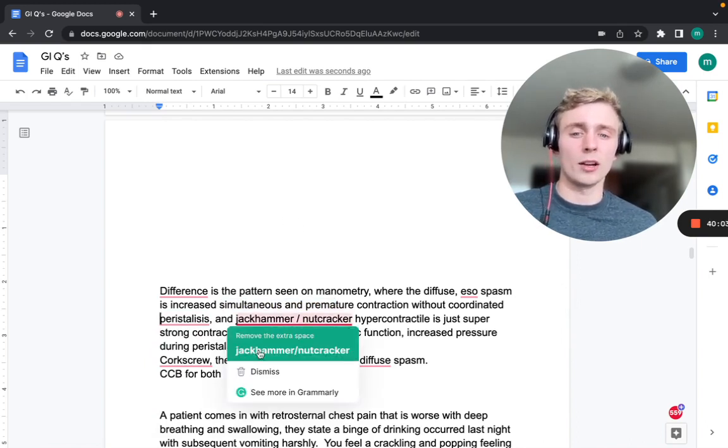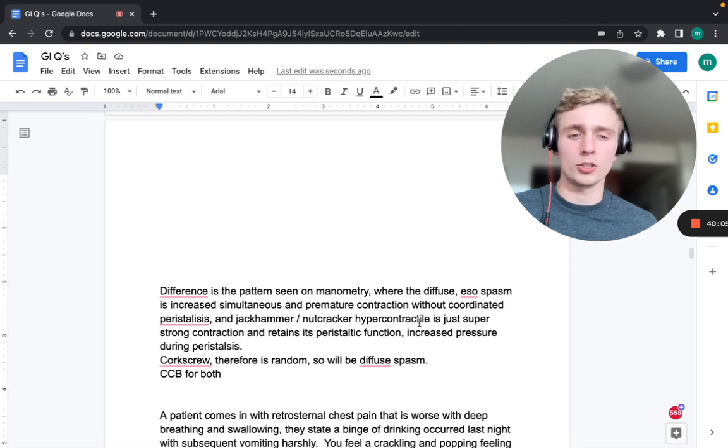Jackhammer or nutcracker esophagus is going to be hypercontractile, and it's basically just a super strong peristaltic function. It's basically your same esophageal function, except it's super strong. It retains its peristaltic function. It still pushes the food down, and you're going to have that increased pressure during peristalsis.